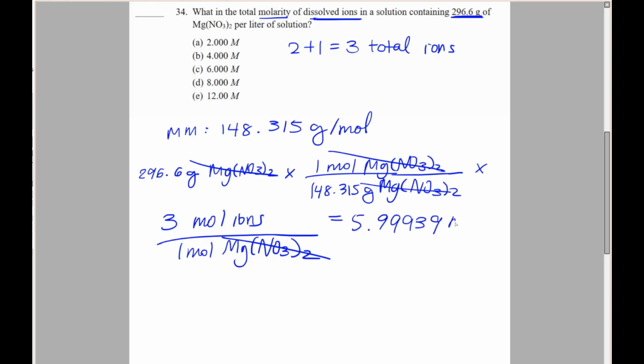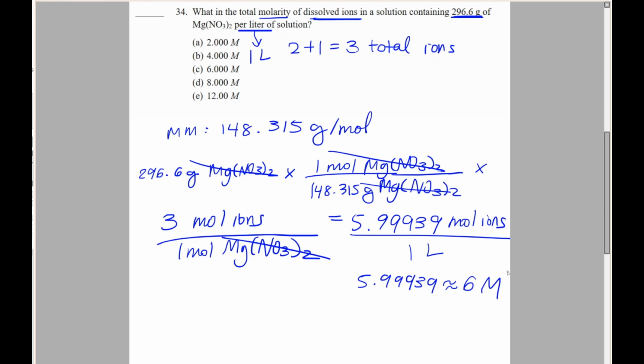5.99939 moles of ions. And since it's just asking per liter, which we assume is 1 liter and not 2 or 3 liters or any other number, we can just divide this by 1 liter to get this answer expressed in molarity instead of just number of moles. And that's just going to be 5.99939, because anything divided by 1 is just itself. And that's approximately equal to 6. So the total molarity of this solution is going to be 6 M. So it's going to be C.